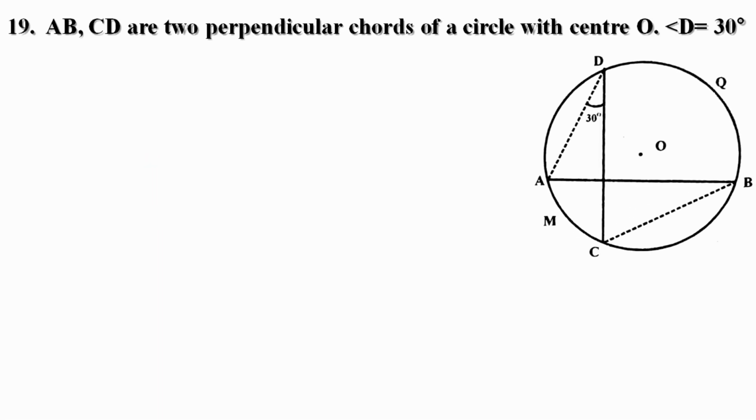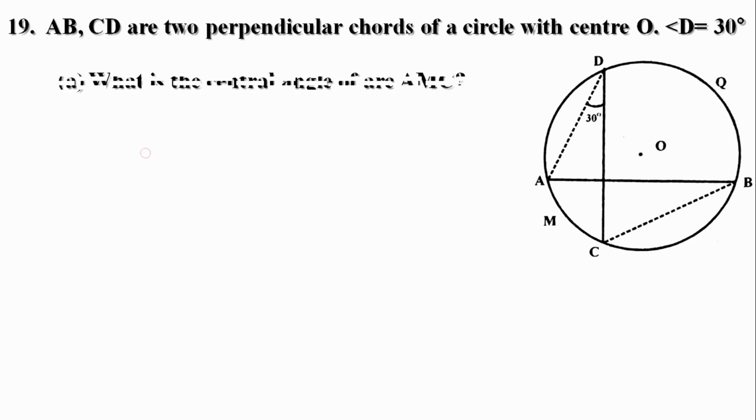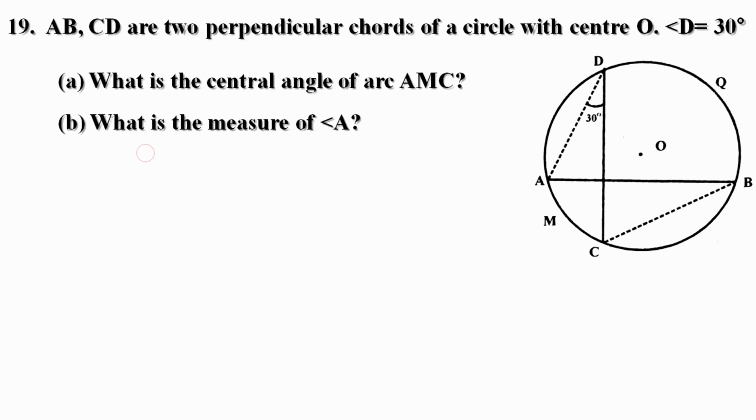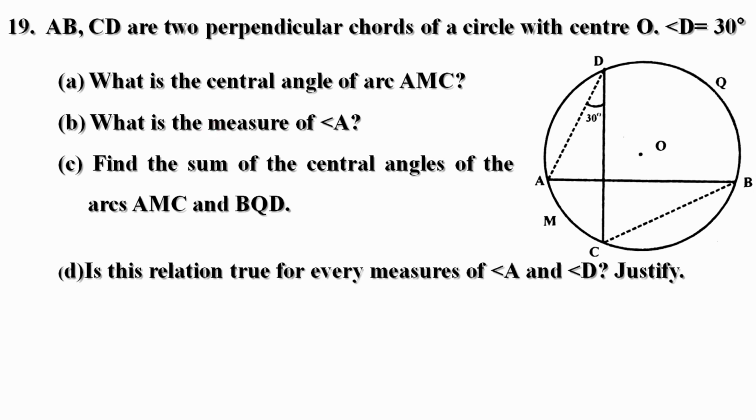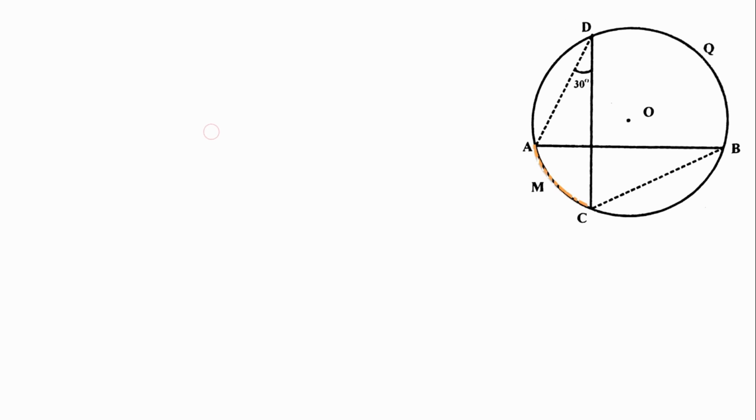19th question. AB and CD are two perpendicular chords of a circle with center O. Angle D equal to 30 degree. What is the central angle of arc AMC? What is the measure of angle A? Find the sum of the central angles of the arcs AMC and BQD. Is this relation true for every measures of angle A and angle D? Justify. Let us look at arc AMC at first, which is the angle made by this arc.